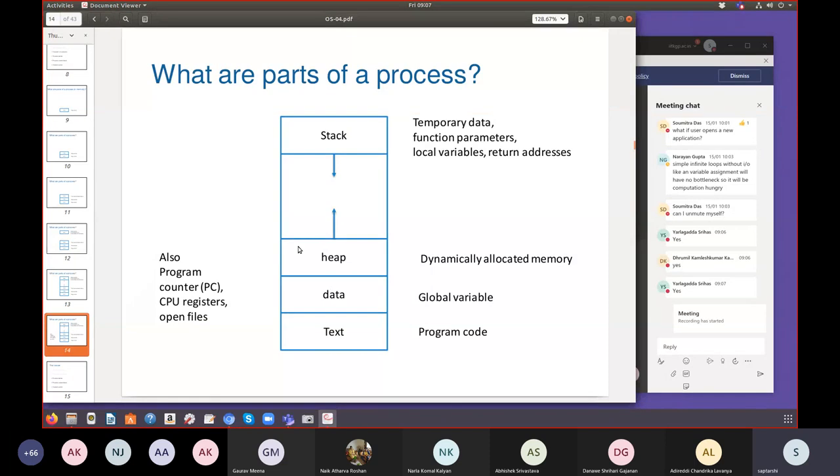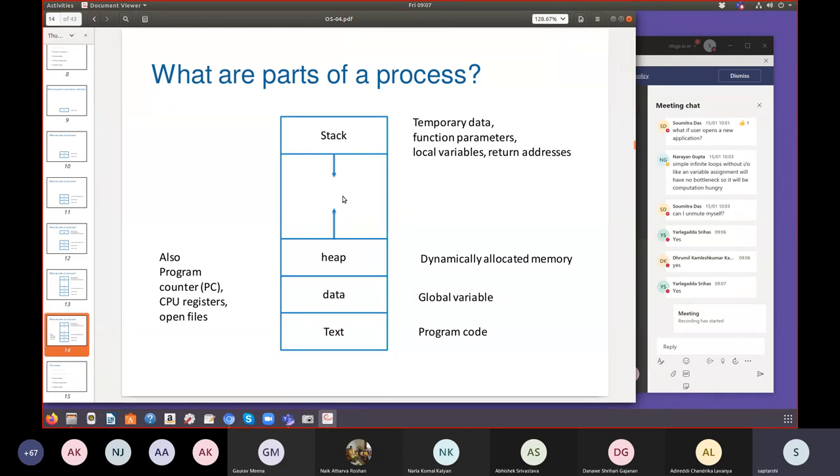Also there is this area called the heap, from where, if you dynamically allocate memory, it will be given. Okay. Fine, so we discussed these things, right?